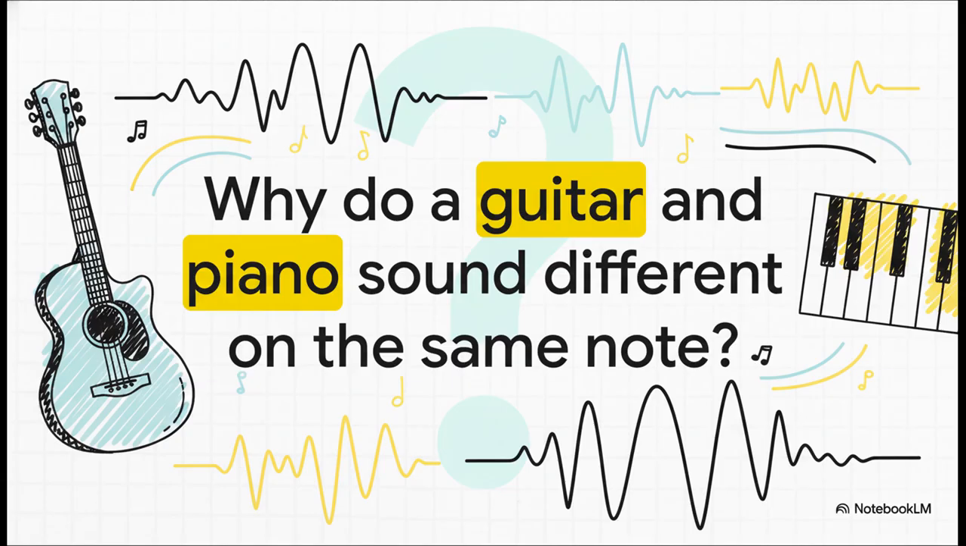All right, let's start with a question that I think we've all wondered about. You hit a middle C on a piano, and then you play that exact same note on a guitar. You know instinctively that they sound completely different. But why? What's actually going on there physically?